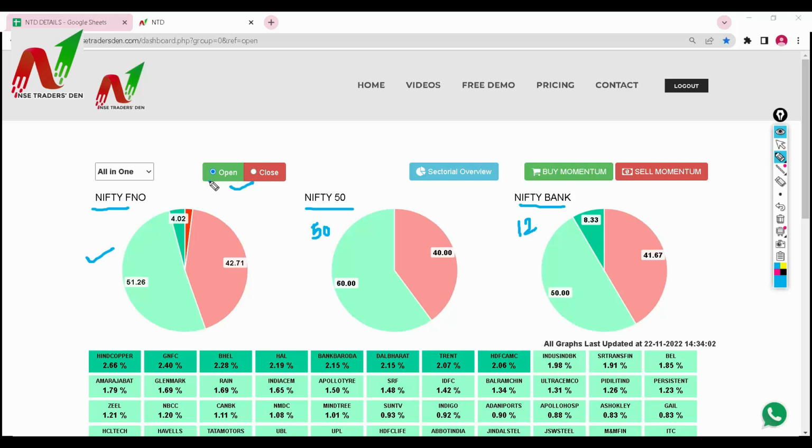Once you click on open, this indicates what the trend is post 9:15. It doesn't show the prices of the previous closing. It doesn't calculate the gap ups and gaps down in the market. It just shows the momentum, the trend after 9:15.